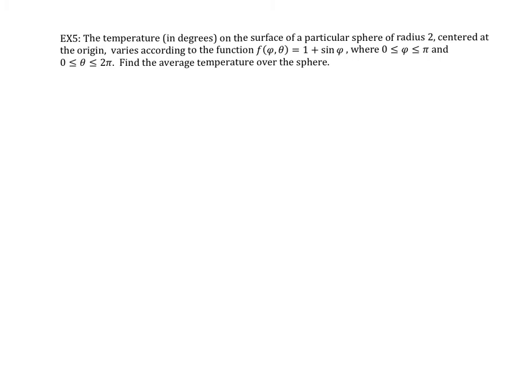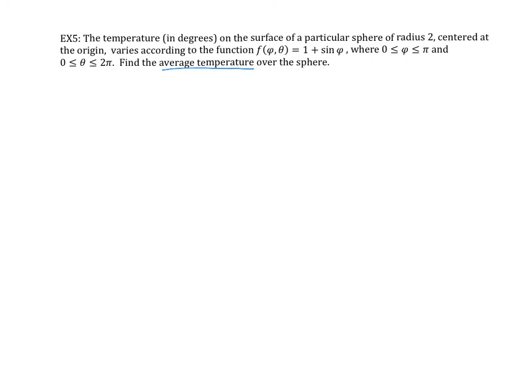In example 5, we're going to look at an application of these surface integrals. Example 5 says the temperature in degrees on the surface of a particular sphere of radius 2 centered at the origin varies according to this function, 1 plus sine phi. Phi goes from 0 to pi. Theta is going to go from 0 to 2 pi. We want to find the average temperature over the sphere.